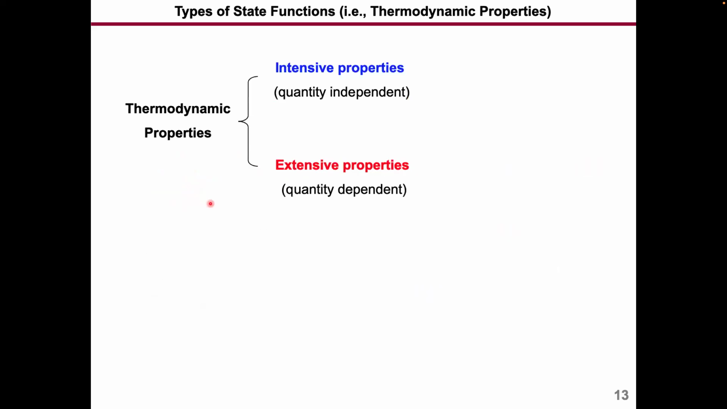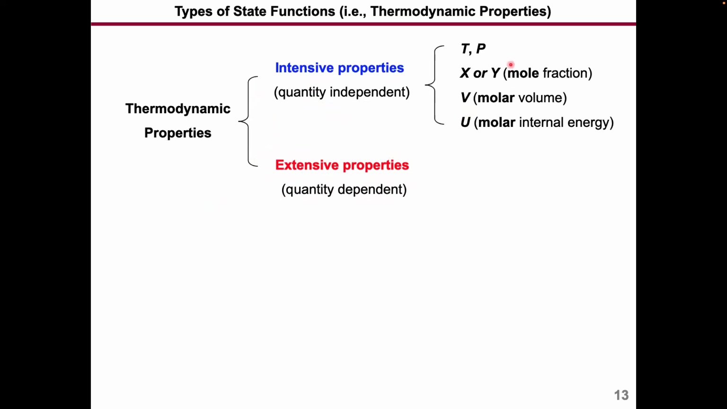All right, within these thermodynamic properties, we actually have 2 different types. One is intensive properties. These are quantity independent. And then we have extensive properties. These depend on your quantity, or on the total moles of the species that you have in the system, okay? So intensive properties include temperature and pressure. Temperature obviously doesn't depend on how many moles of the species you have in the system. Same thing with pressure, okay?